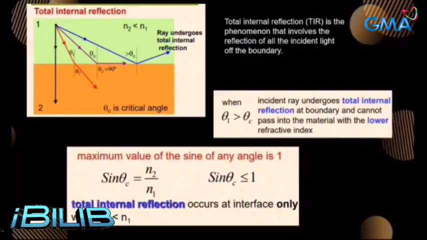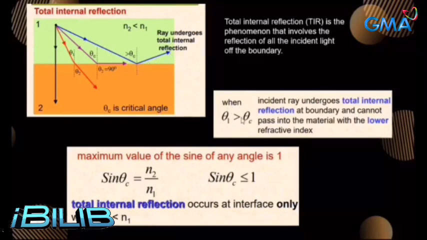Total internal reflection is the phenomenon that involves the reflection of all the incident light off the boundary. Dito naman, yung sa total internal reflection, yung mga involved dito is yun nga yung mga reflections na off the boundary. Ayan, kagaya dito sa, ayan, yung ray undergoes total internal reflection. Ayan, ito.